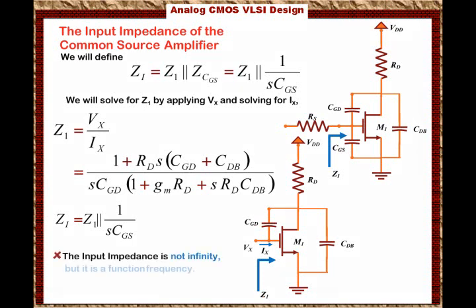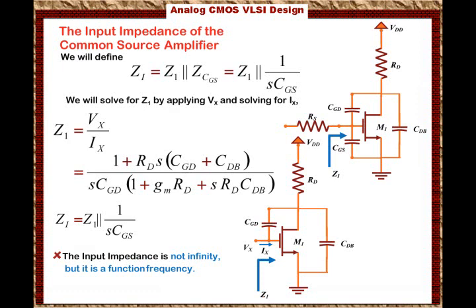So the input impedance is not infinity, but it is a function of frequency. This is a very important observation because we used to say that the input impedance of the common source amplifier is infinite, but it's not, because of the shunt capacitances, including the capacitance from the gate to ground. These capacitances will leak at very high frequency. In fact, when the frequency approaches infinity, this input impedance becomes zero.